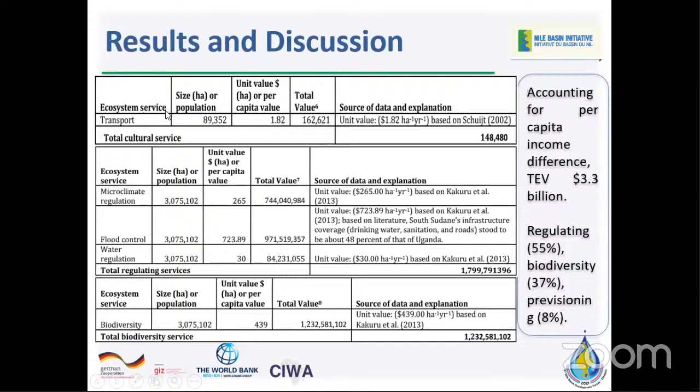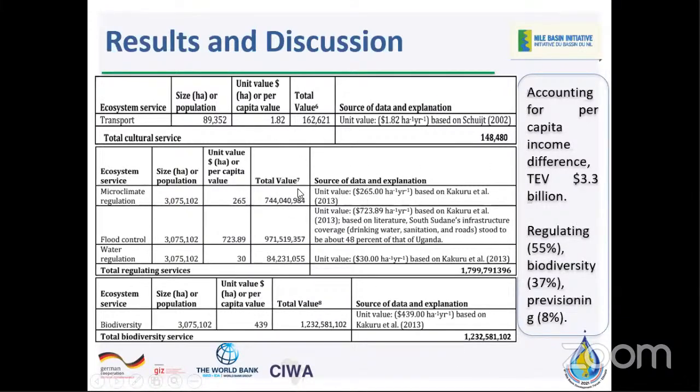This table shows the cultural service, which stood at about $140,000, followed by the regulating services. As we said, regulating services include microclimate regulation, flood control, and water regulation. The highest value comes from the regulation service, which is about 1.8 billion USD. Then the last table shows the biodiversity services. As I said, there are different reserved areas, and it serves as a biodiversity hub. The total value for biodiversity services stood at about 1.2 billion.